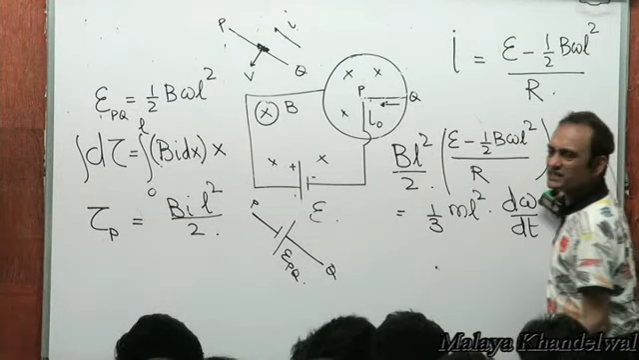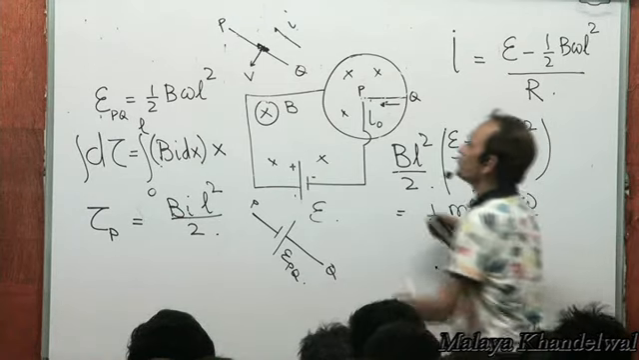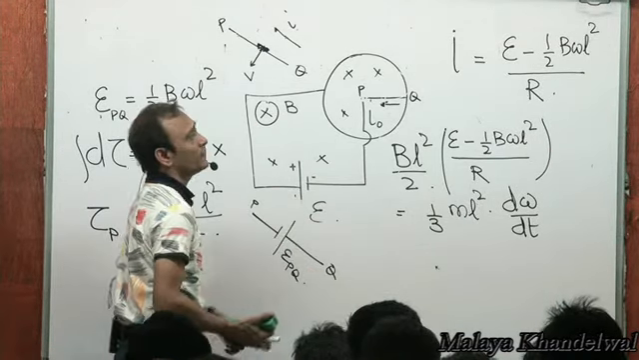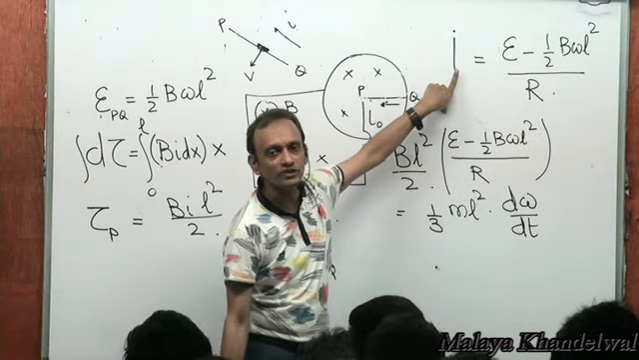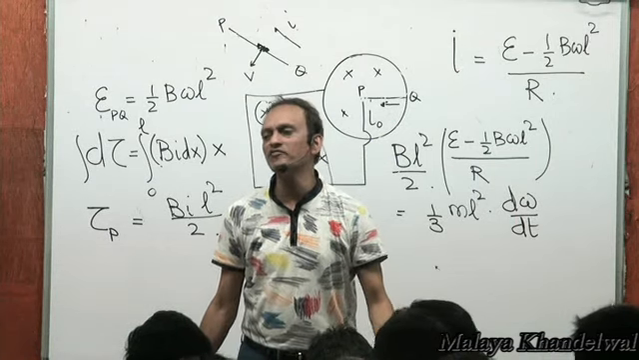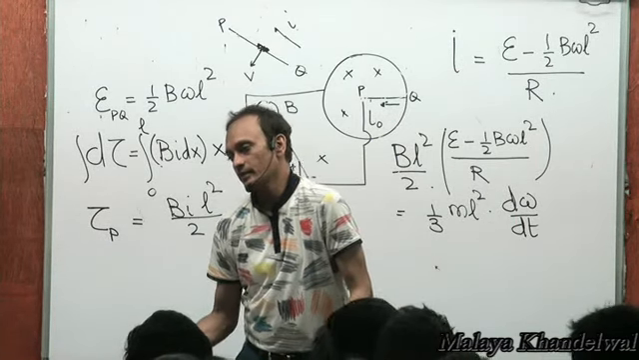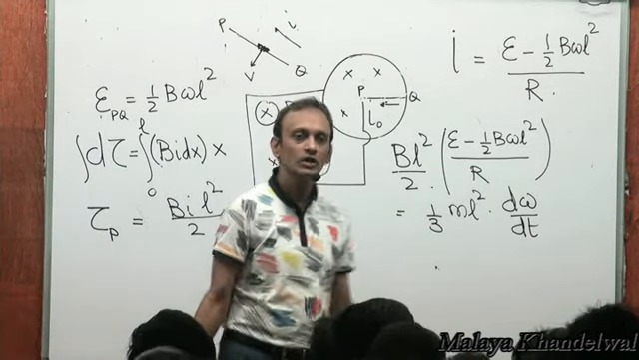So you can find omega as a function of time. You will get an exponential variation. And once you find omega as a function of time, then you can plug that omega in here and you would know i as a function of time. Once you know i as a function of time, power dissipated as a function of time would be i squared R. That would be known as a function of time. Got me? Shall we proceed?